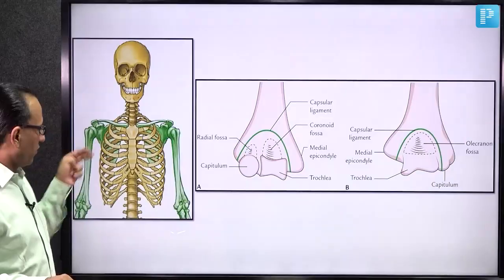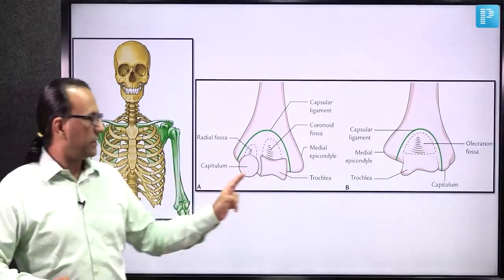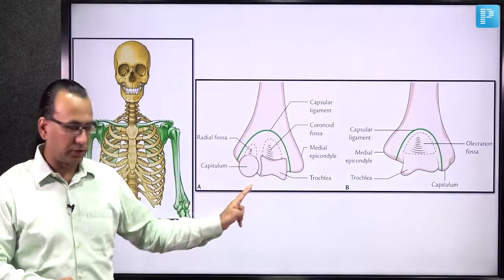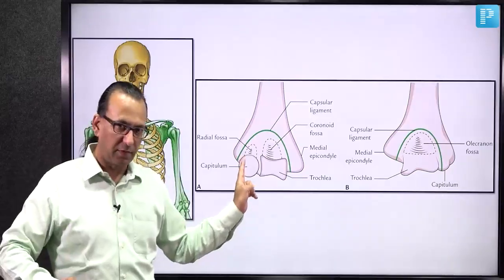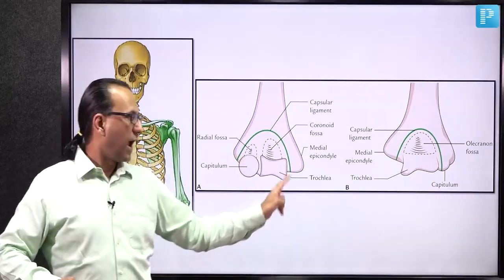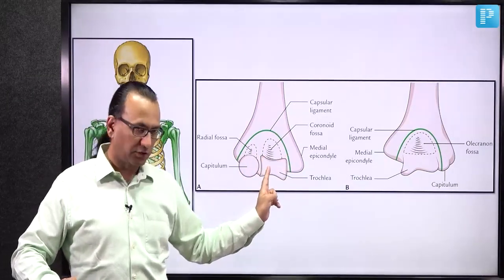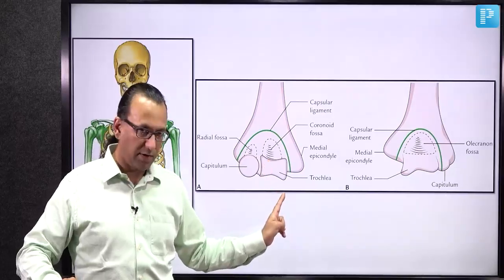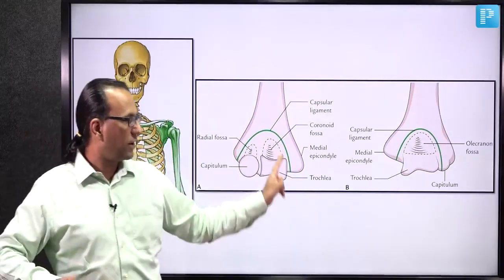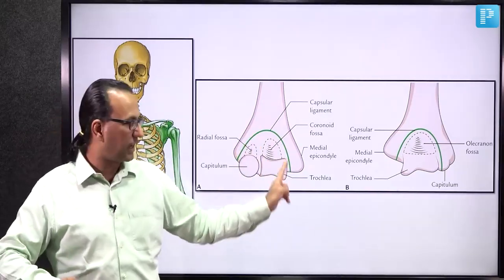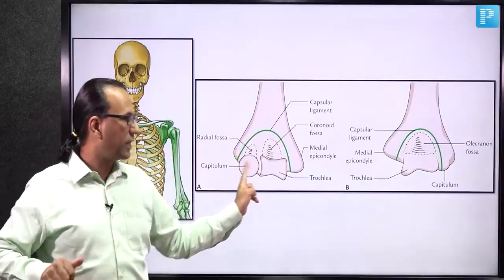Presently, we are looking at the lower end of the right humerus, and you can see there are the condyles of the humerus. Lateral condyle is the capitulum, related with the radius bone laterally, and medial condyle is the trochlea, which is related with the ulnar bone medially. These structures are intracapsular. This green color is the capsule attachment here, and the condyles are intracapsular.